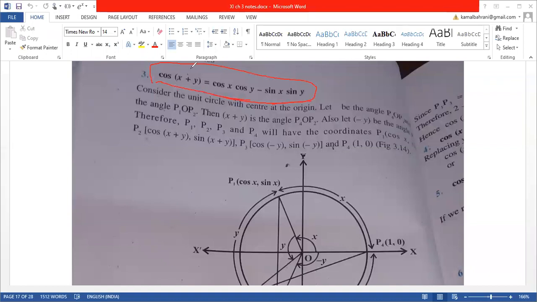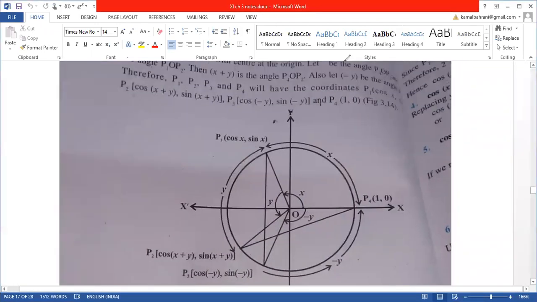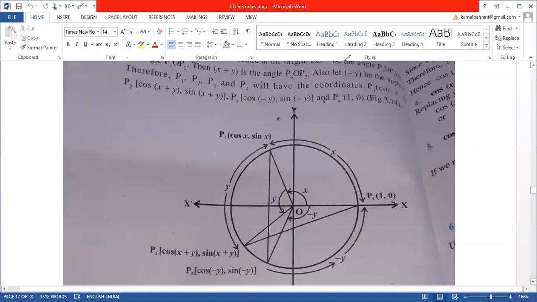How can we prove this identity? Just see this figure. The important thing is the figure. Yes, this is your figure. Clear? Now just see this figure very carefully. We have a unit circle, and the center is at the origin.